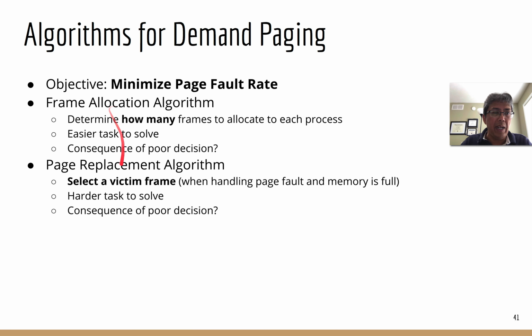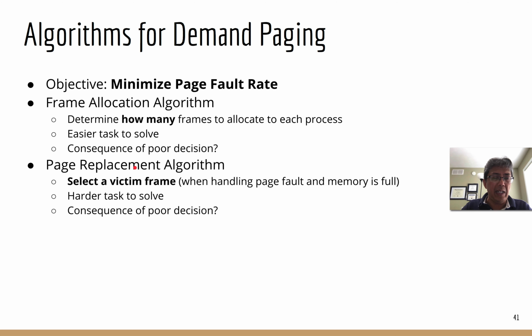So there are two main algorithms. The first one is the frame allocation algorithm. Basically, this algorithm decides how many frames should be given to a process. And the second algorithm is what we call the page replacement algorithm. And this is the algorithm that will decide which process to kick out of RAM whenever the RAM is full and a new page must be loaded to RAM.